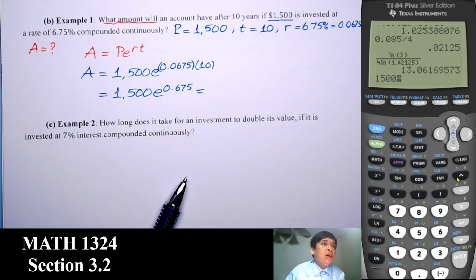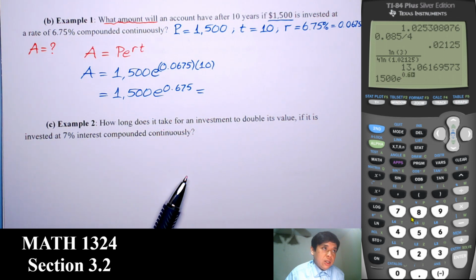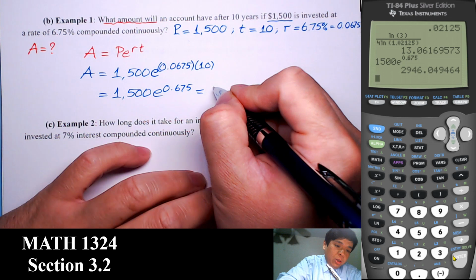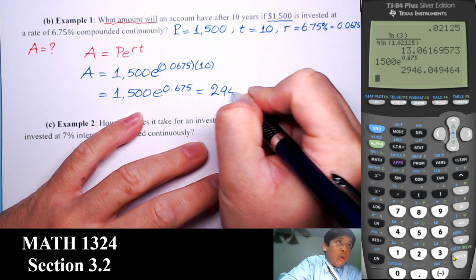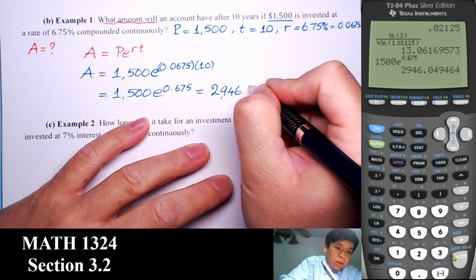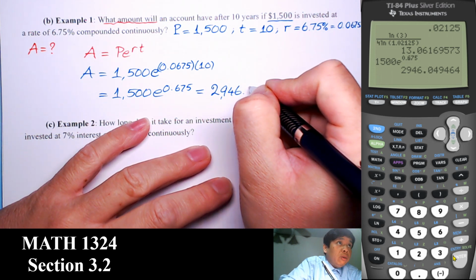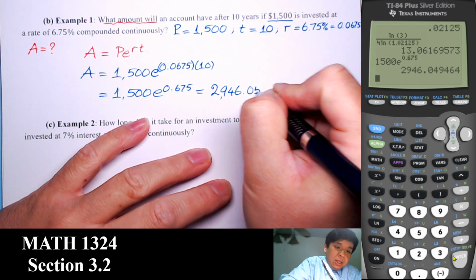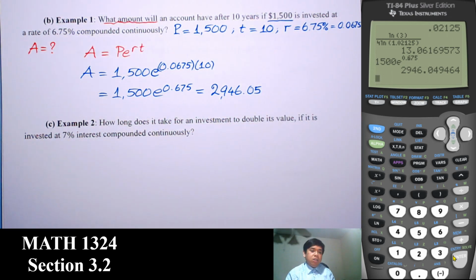1500 times e to the 0.675. So we have 2946.0. We should enter everything in pennies, so up to 2 decimal places. Right, so it's straightforward. Now what's not straightforward is the next one.